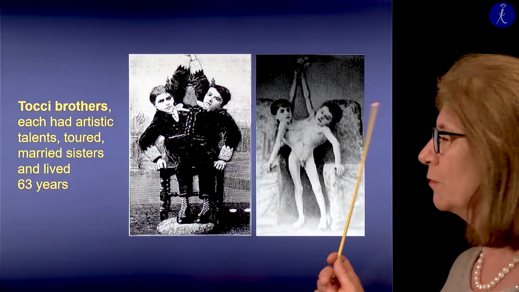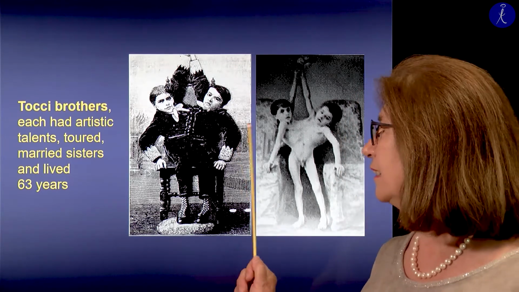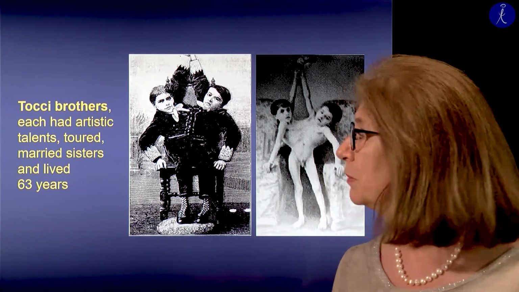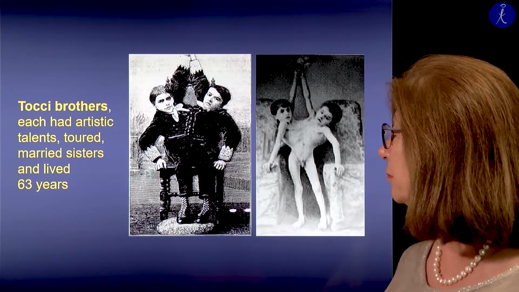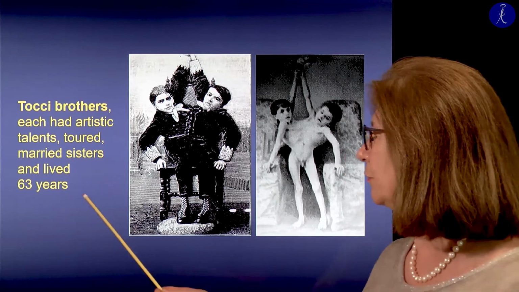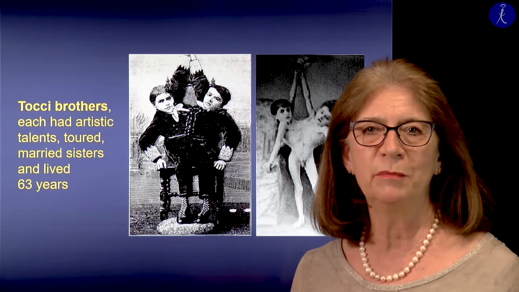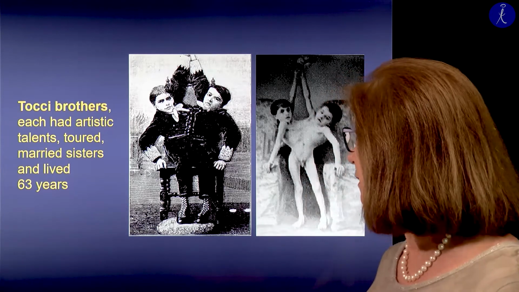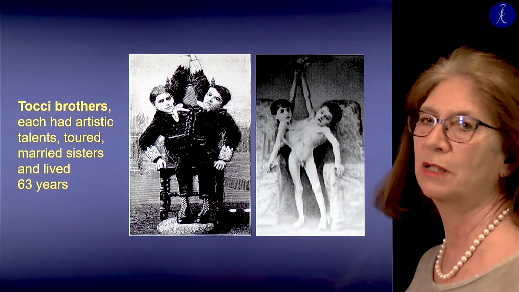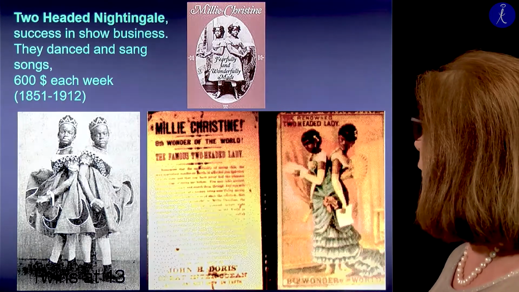The Tocci brothers were living at the beginning of the 20th century. They had artistic talents, no word about what kind of talents these were. They toured, showed themselves, made money with that, and they married sisters and lived 63 years. Married sisters. What counts for polygamy is how many heads or how many penises you have. So with two heads and one penis, they married 2 women. So it must have been an interesting situation.